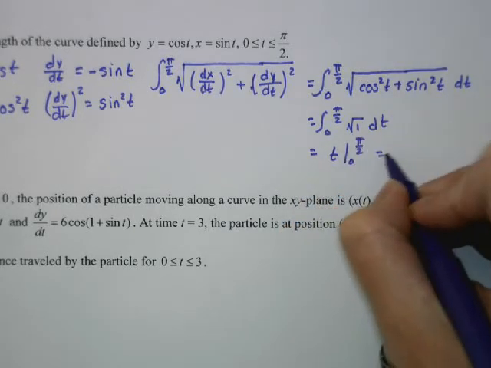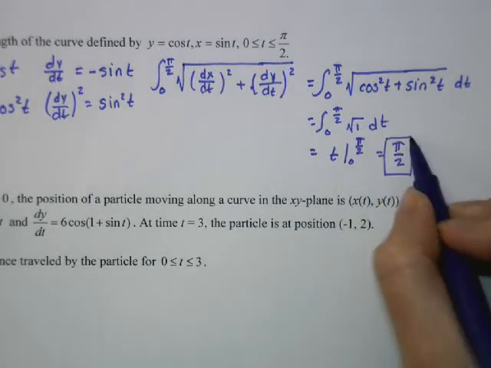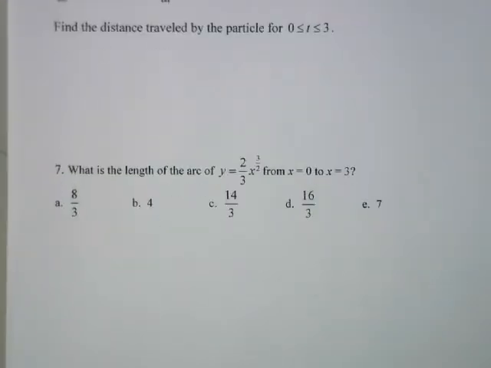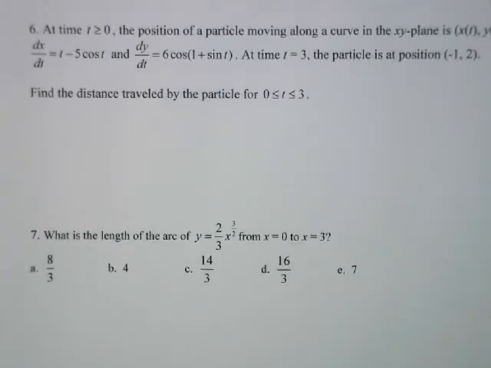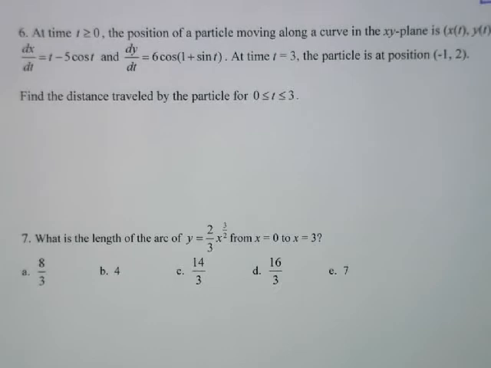At time t greater than 0, the position of a particle is (x(t), y(t)), where dx/dt is t minus 5 cosine t, and dy/dt is 6 cosine of (1 plus sine t). At time t equals 3, the particle is at position (-1, 2), which we don't really care about at this point. Find the total distance traveled from 0 to 3.